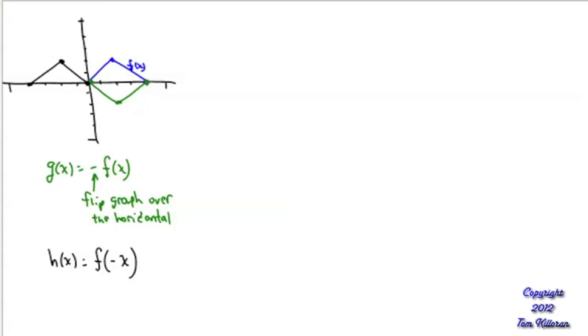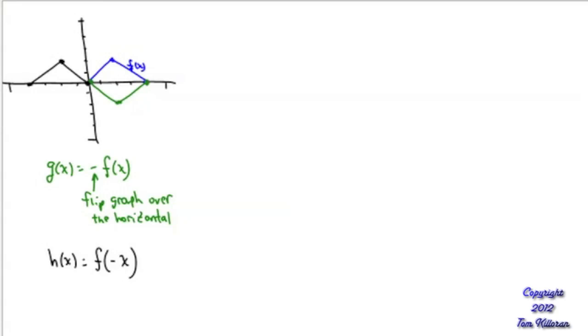What are they called? It used to be a term. Reflections. This one is a reflection over the x-axis. This is a reflection over the y-axis. It used to be called something else when we were in elementary, symmetric. But these aren't symmetry. These are actually taking the graph and moving it to a new location. It says flip the graph over.